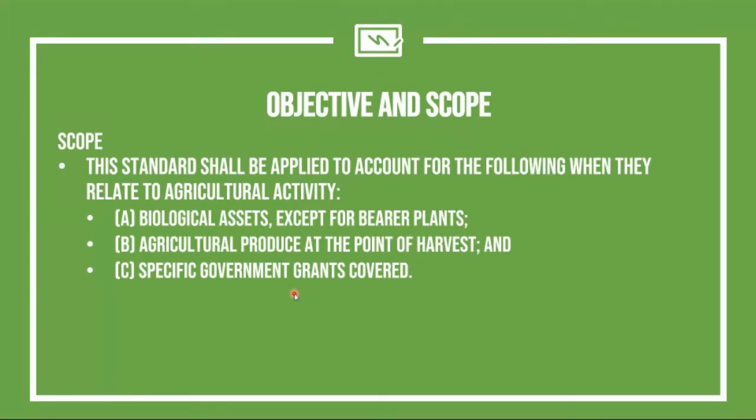So agricultural activity will relate to letter A, biological assets, except for bearer plants. We will discuss later on the definition of biological assets, and we will also discuss why bearer plants are not part of the scope of the standard. Letter B, the standard also covers agricultural produce at the point of harvest. And letter C, specific government grants covered by the standard.